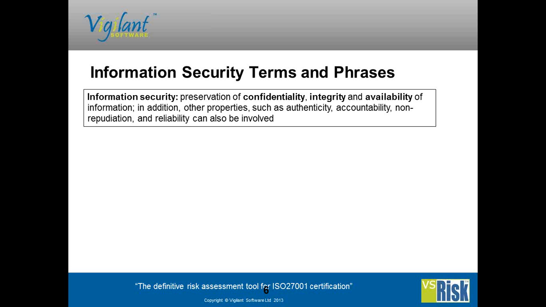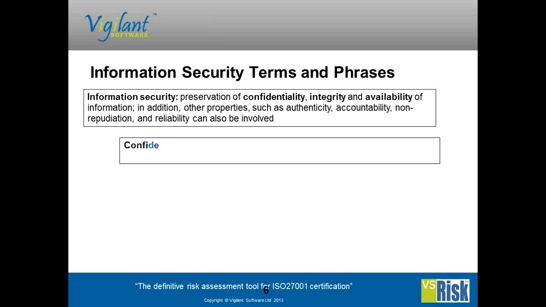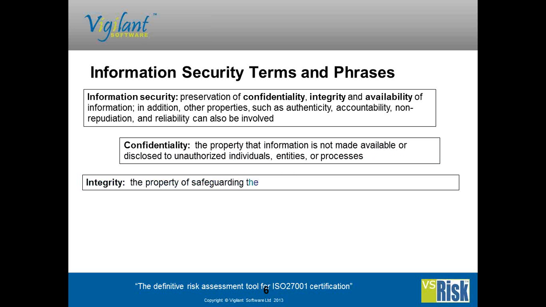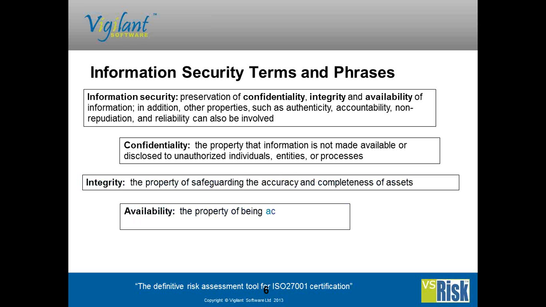Information security, as I said earlier, is the preservation of the C, I, and A of information. Confidentiality is the property that information is not made available or disclosed to unauthorized individuals, while integrity is the property of safeguarding accuracy and completeness of assets, and of course availability is the property of being accessible and usable on demand by an authorized entity.